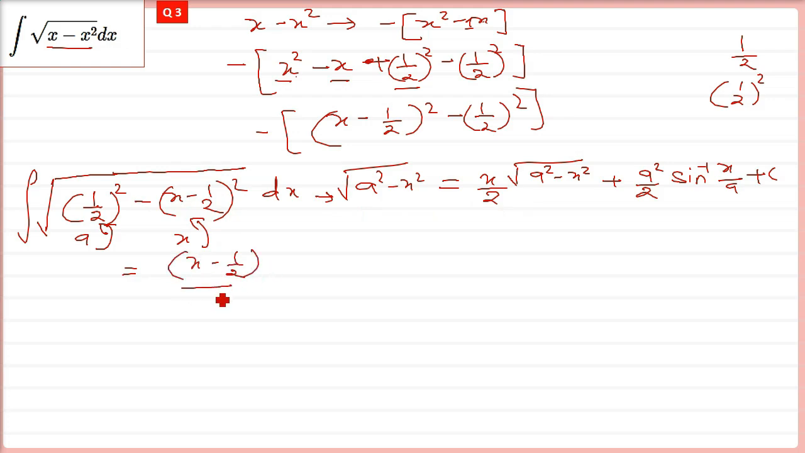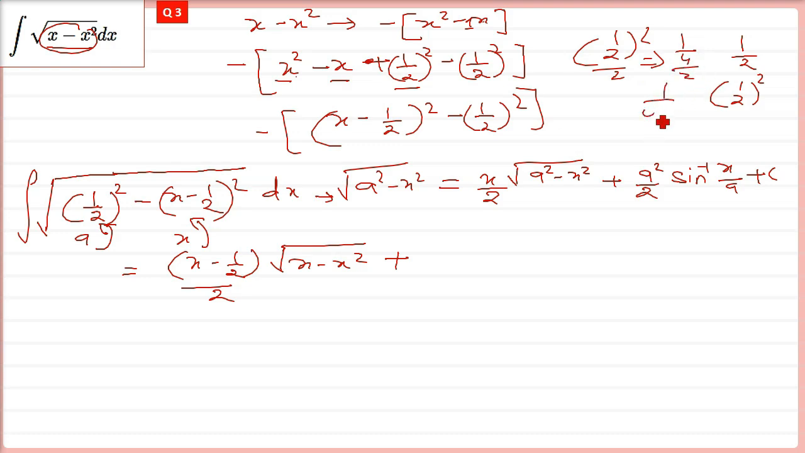So we have x minus half by 2 under root. Now this a square minus x square is essentially the same integral from where we started. So it is only x minus x square plus a square by 2. What is a? Half whole square. What is 2 divided by 2? So it will be 1 by 4 and 2. So 4 into 2 is 1 by 8. Sine inverse x minus half divided by half. So x minus half divided by half, we cannot keep it like this. We will resolve it in just a bit.